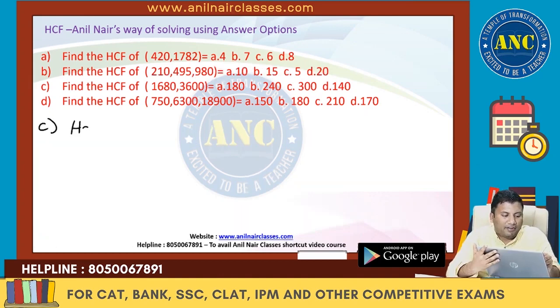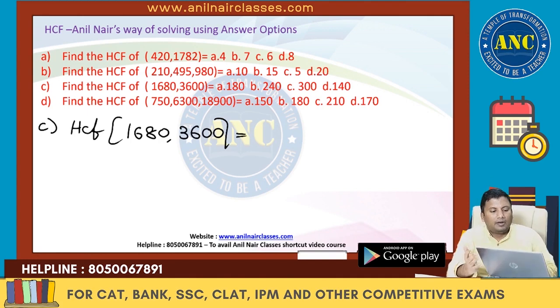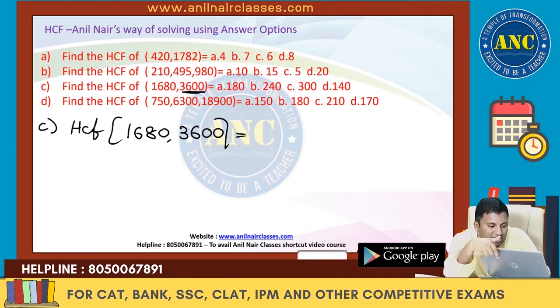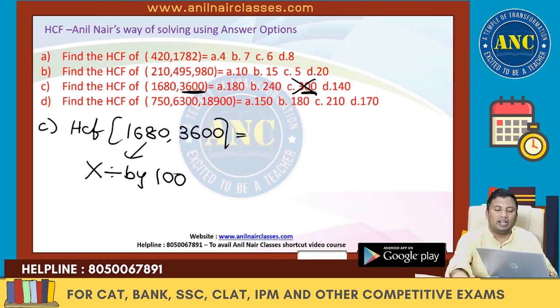Option C. Find the HCF of 1680, 3600. Directly by looking at it, we can say the answer. If this is divisible by 100, divisible by 100 means the last two digits are 0, 0. 1680 is not divisible by 100. So option C is incorrect. Option A is incorrect.